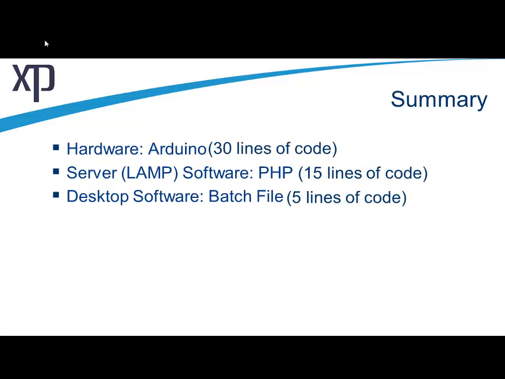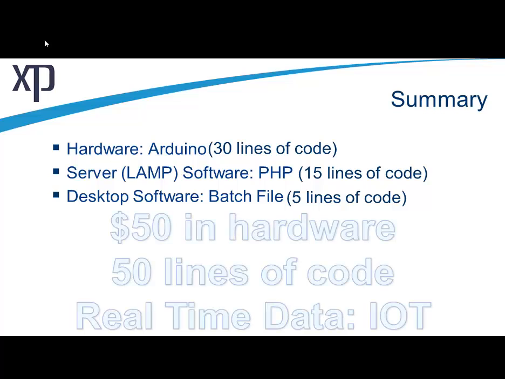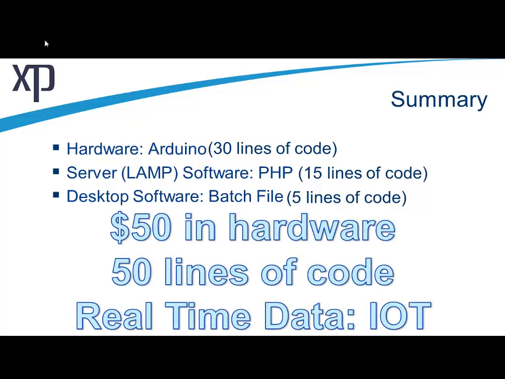Because the Arduino code, the code that actually read the distance, is about 30 lines of code. The server code, you saw many extra lines of code that made it look nice, but as far as the required code to actually take the data and put it on the database, that was 15 lines of code, and the desktop software is about 5 lines of code. So if we add that up, that's 50 lines of code total in 3 different places. And if you remember, it was $50 to build this. So $50 in hardware, 50 lines of code, and you're getting real-time data. You're connected to the Internet of Things. Not bad to connect XP Swim for $50 and 50 lines of code.